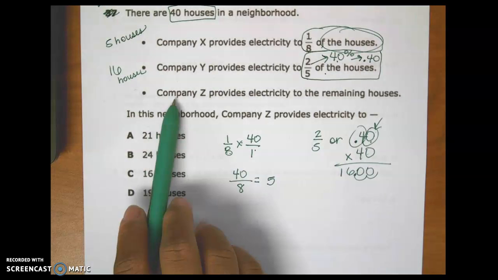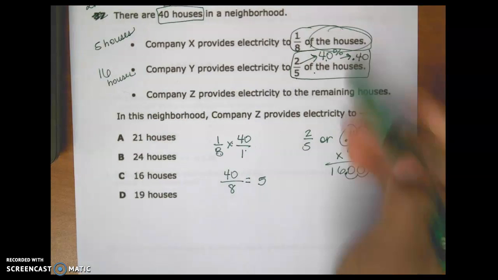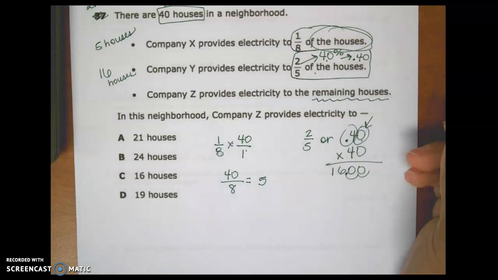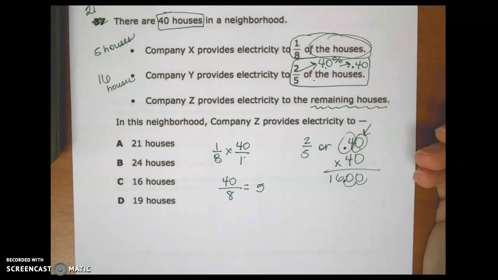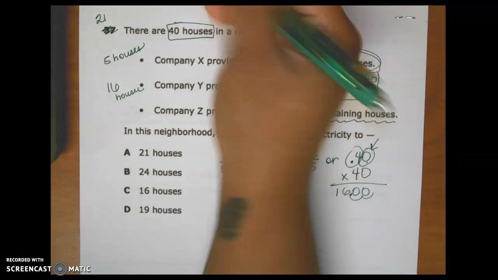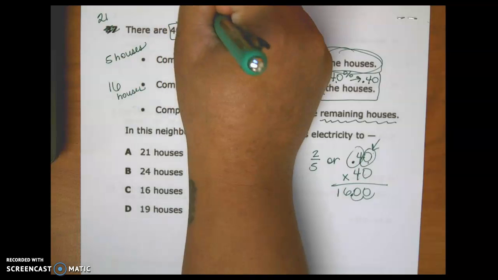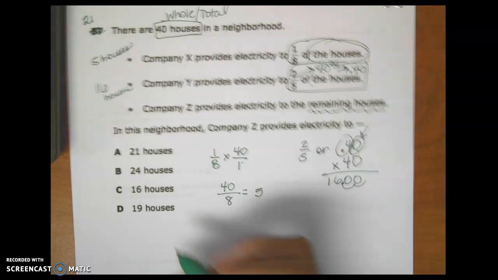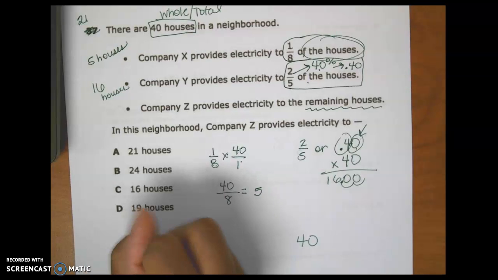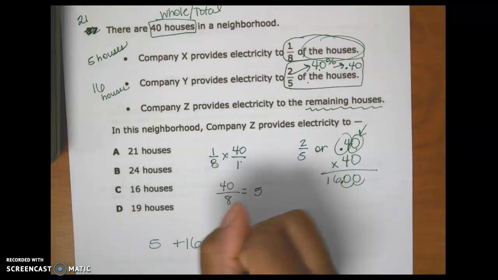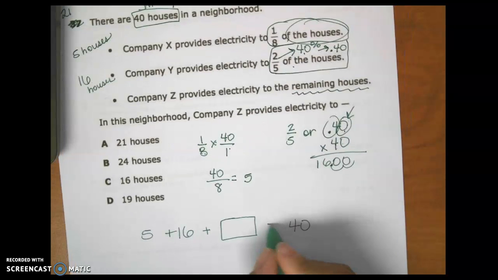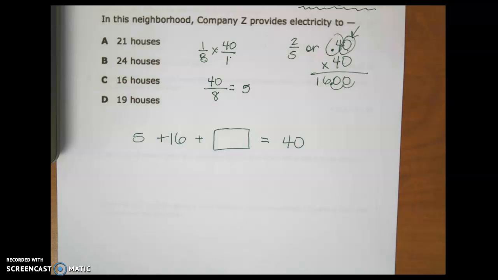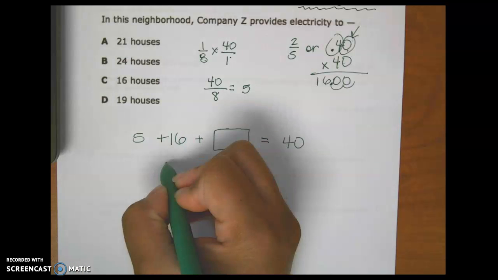Okay. And then Company Z provides the remaining houses. Do I know how many this is? Did they give me a number? No, they didn't. But I know that 40 houses are the whole or the total. I have 5 here and 16 here. So I need to get 40. I have 5 plus 16 plus some number gives me 40. How do I figure out what this number is? I can add 16 and 5, which is 21.